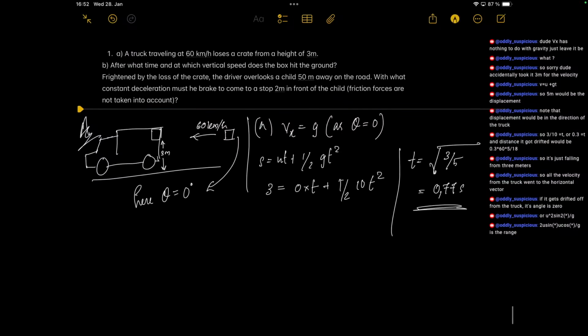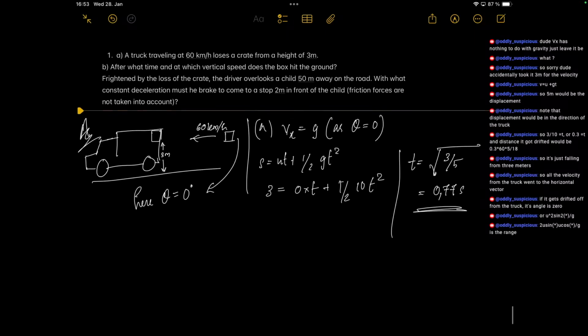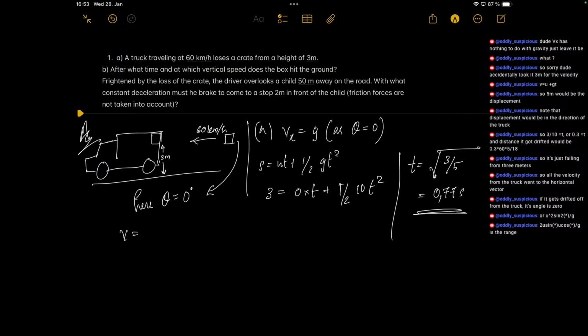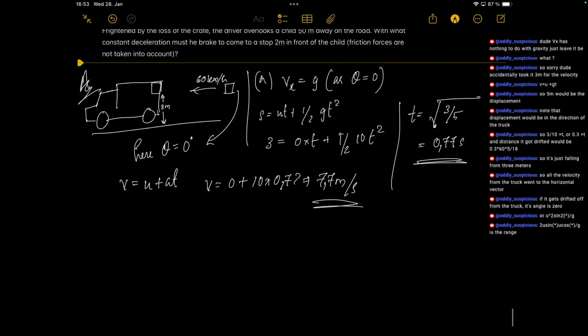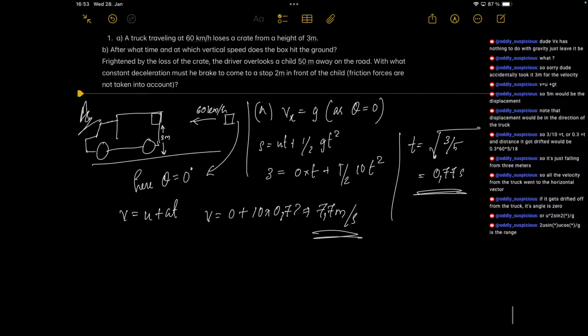at what time and at which vertical speed does the box hit the ground? Oh, I have to find the vertical speed. So, 7.7 meters per second. Now part B.